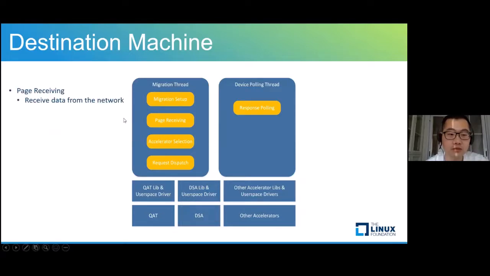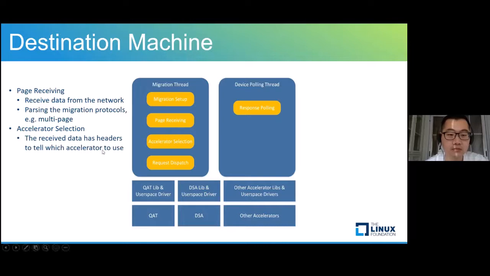This step receives the data from the network, and then the migration thread parses the migration protocol. For example, we added a multi-page protocol, so there is a multi-page header, and it will also select an accelerator to process the memory. The header tells the migration thread on the destination side which accelerator to use. For example, if the source side uses the QAT to do compression, then on the destination side, it will select the QAT to do decompression.